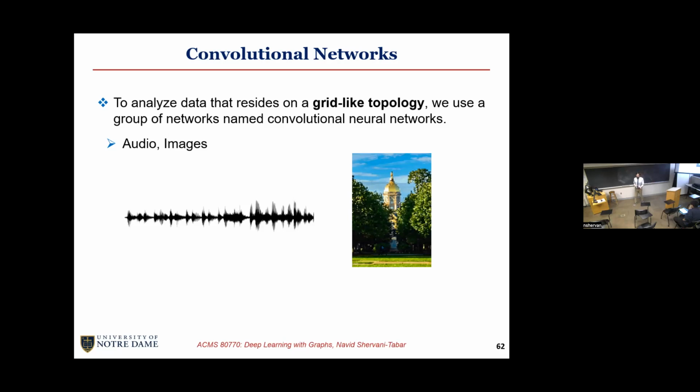So for instance, audio. Audio is defined on the time axis. You have frequencies at each grid point. You go to the next grid point, a different value for frequency, and you continue that for however many grid points you have on your discretized time domain.